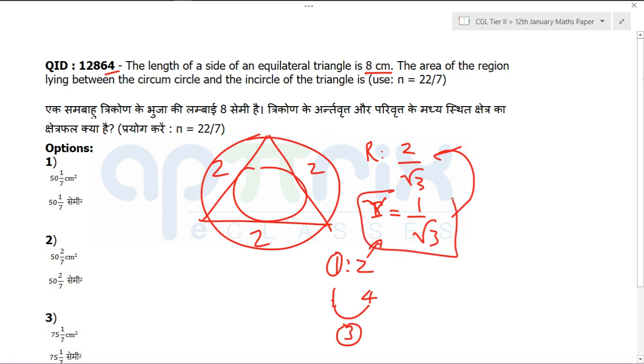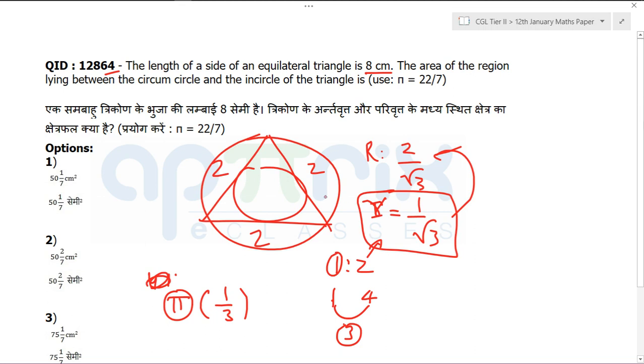And how to find the incircle area? I think there is no problem. 4 pi into r square. R square will be what here? 1 by 3. And you know the pi. How many of you know the pi? Or you don't know? Let me know. I will just explain you everything.